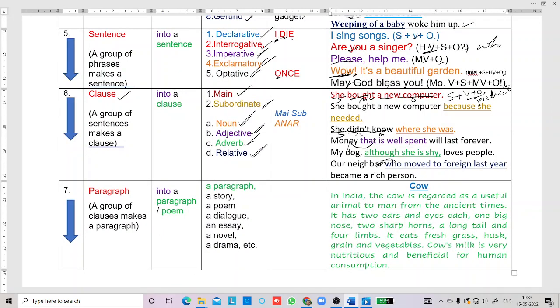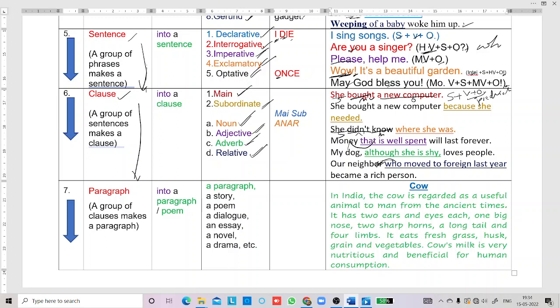Paragraph. What is a paragraph? You have seen a group of sentences converted into a clause. Now a group of clauses converted into a paragraph. So a group of clauses makes a paragraph. And for your easy understanding, I have prepared a paragraph here. Now, cow. In India, the cow is regarded as a useful animal to man from the ancient times.